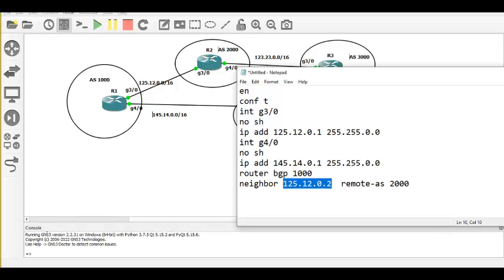BGP packets will be sent to this neighbor. TCP three-way handshake will be sent. Keepalive will be sent. Open messages, open confirm. At last they establish neighbor. Only for neighborship. If someone from remote wants to ping this address, they cannot ping unless you advertise it.